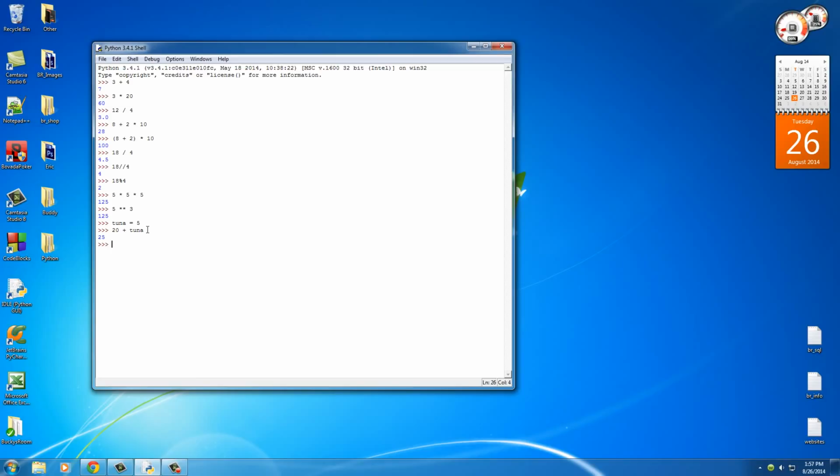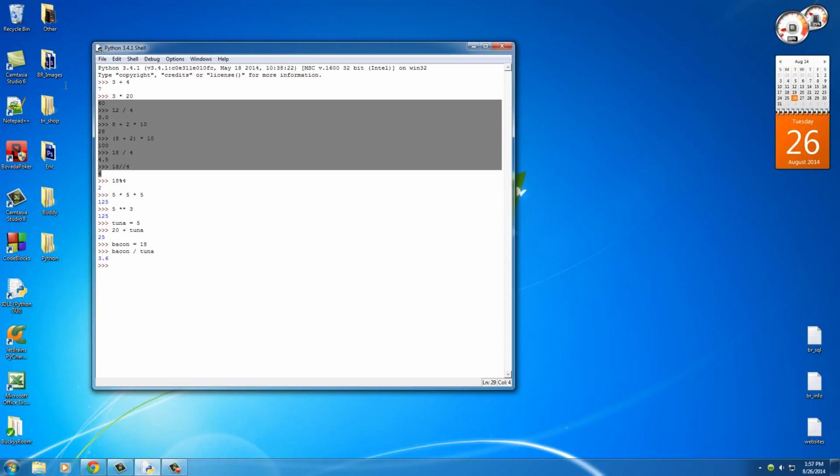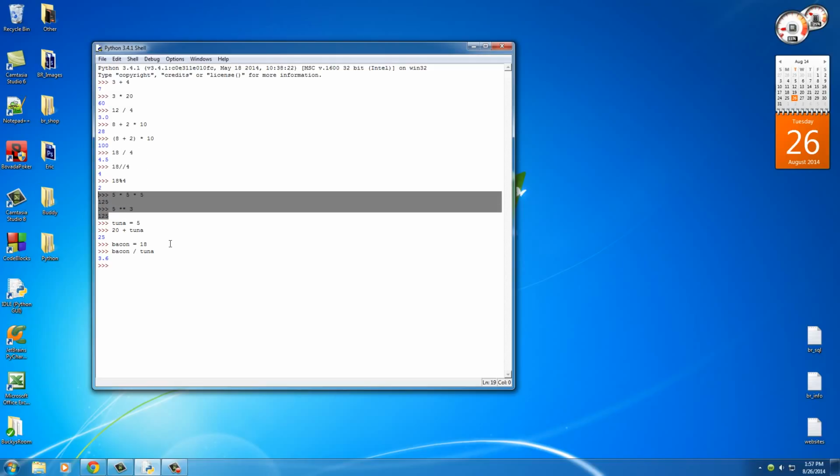Hit enter, pretty cool. Now you can actually use all variables in your equation. So if you have tuna equal to 5 and bacon equal to 18, then what you can do is put bacon divided by tuna, which is pretty much saying, okay, 18 over 5, and that is 3.6. So if you guys ever want to know what bacon over tuna is, it is 3.6. Pretty interesting. But now we know the basic math operators, also some cool extra things like exponents and stuff, and also how to divide bacon over tuna.